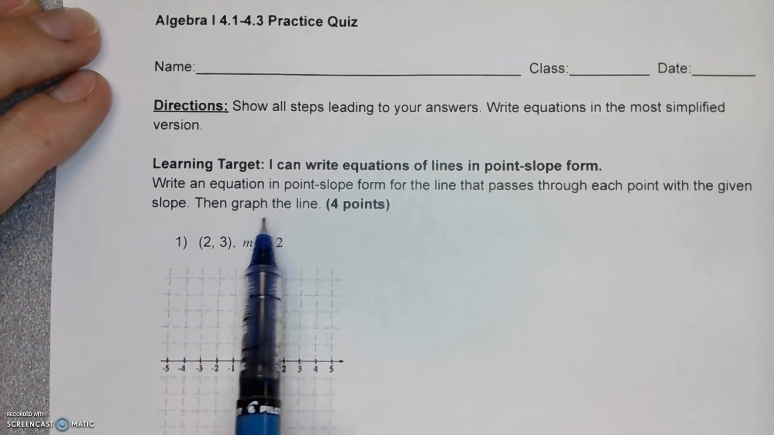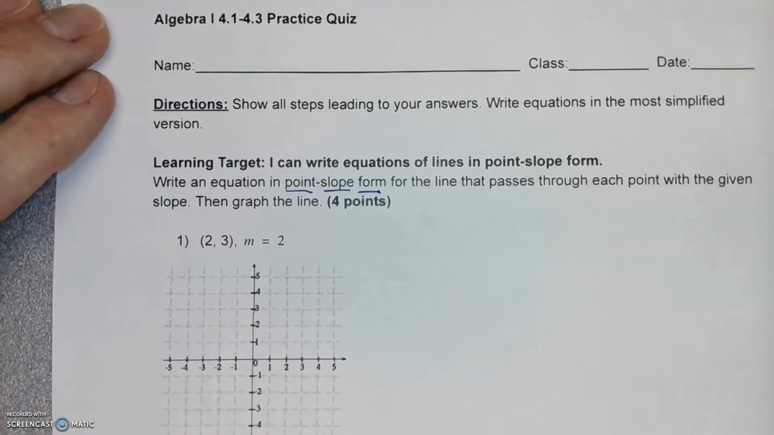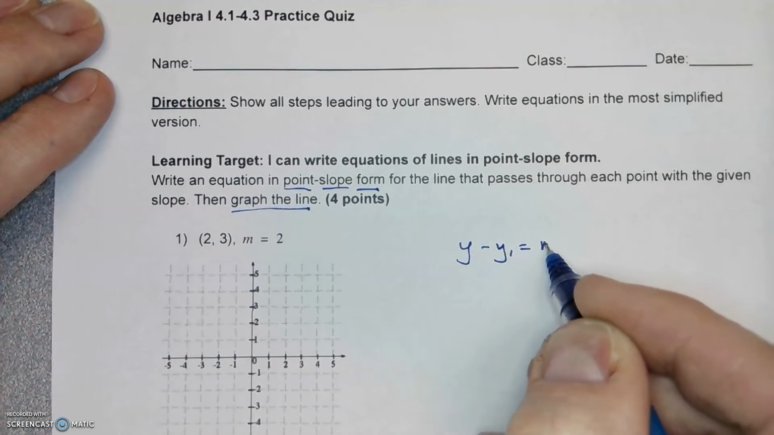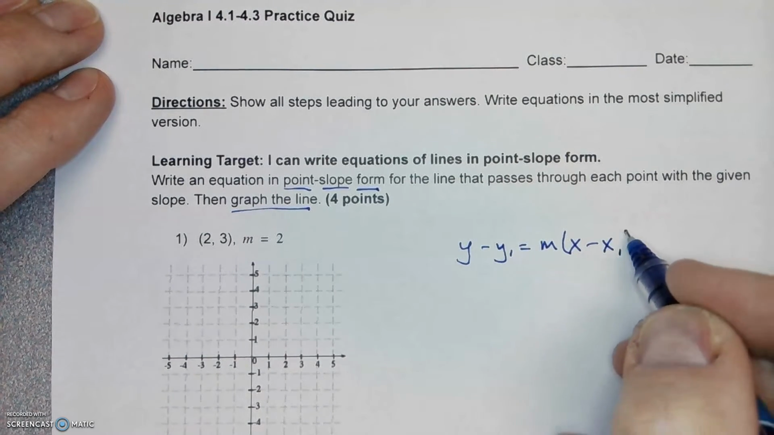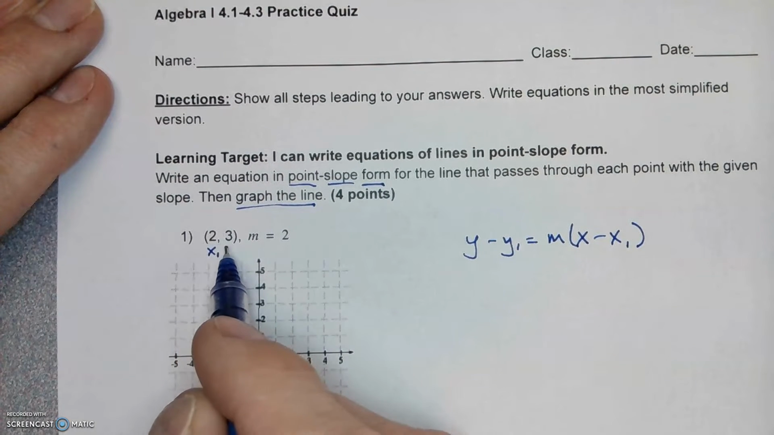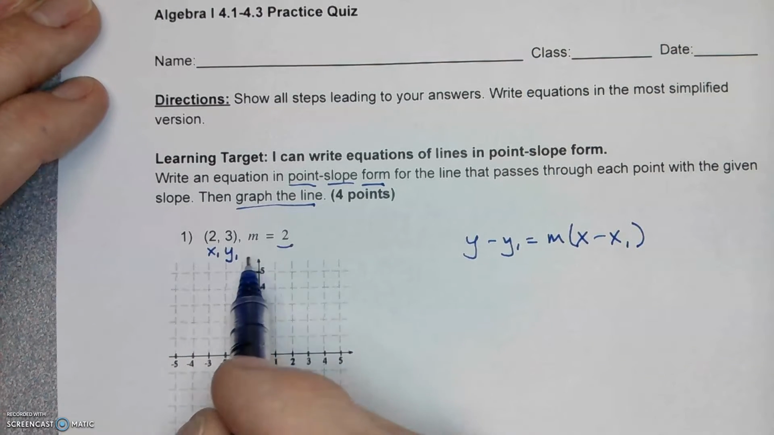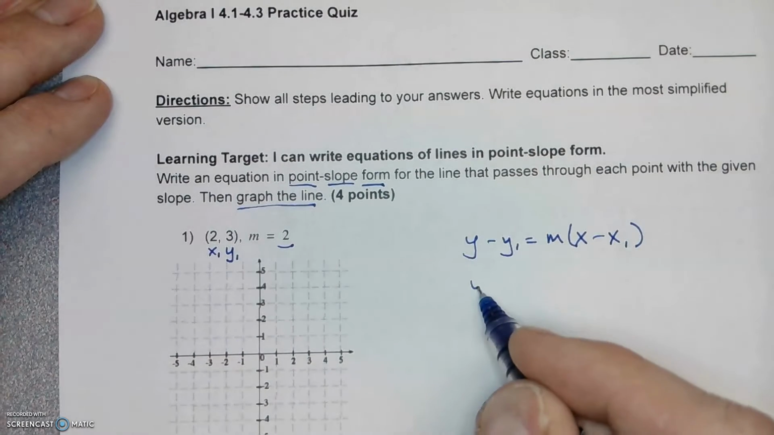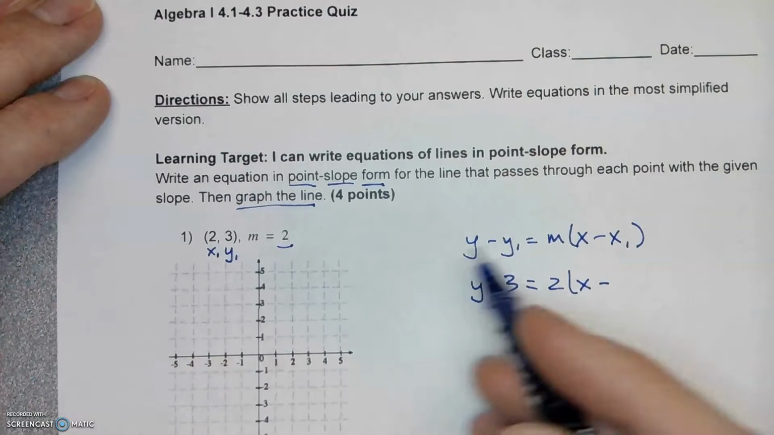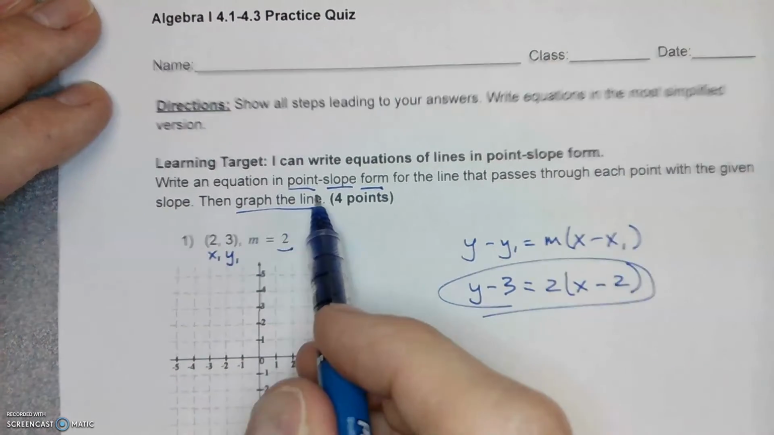So, number one here, write an equation in point-slope form for the line that passes through each point with the given slope. Then graph the line. Point-slope form is y minus y1 equals m times the quantity x minus x1. So all we do is take our first number in our ordered pair, which is x1. Second number is y1, and our m is given. So just plug and substitute in what we need to. So y minus 3 equals 2 times x minus 2. So this is all that is required for this one because it's asking point-slope form.